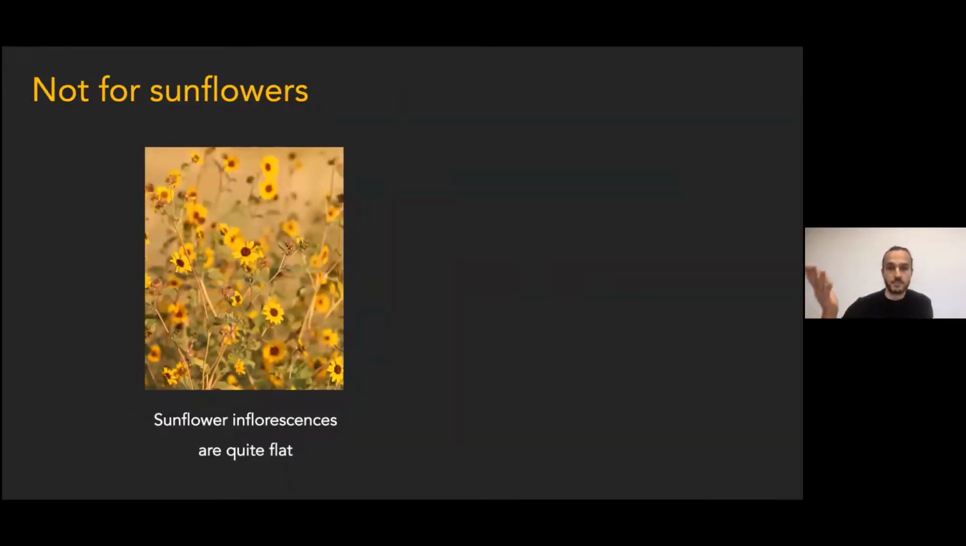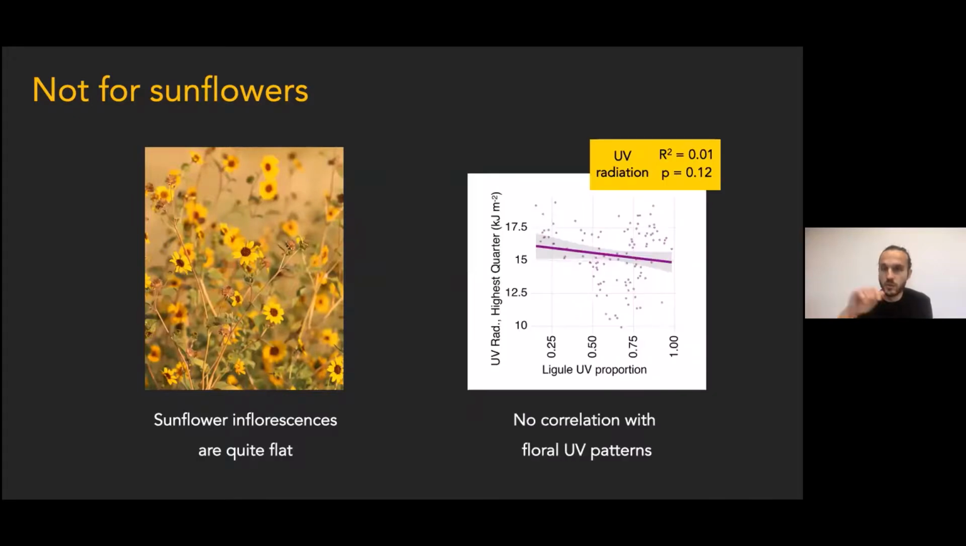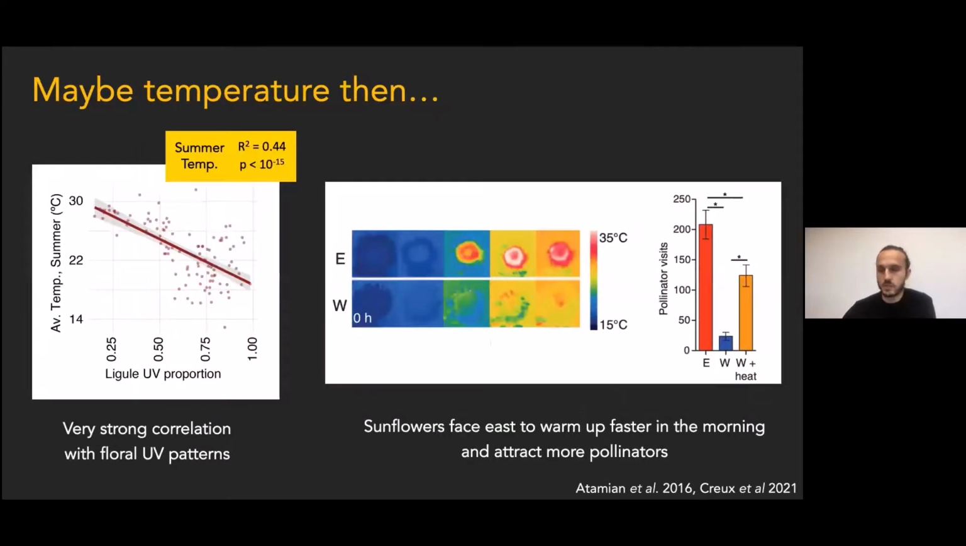But the fact is that sunflower inflorescences are, of course, much more flat than the one of Argentina and Serena. And so it's unlikely that any significant amount of radiation would be reflected from the petals onto the pollen. And also, consistent with this, when we look for correlation between intensity of UV radiation and floral UV patterns across the range of sunflower, the Helianthus, we found no correlation whatsoever. So it doesn't seem to be UV radiation that drives this diversity.